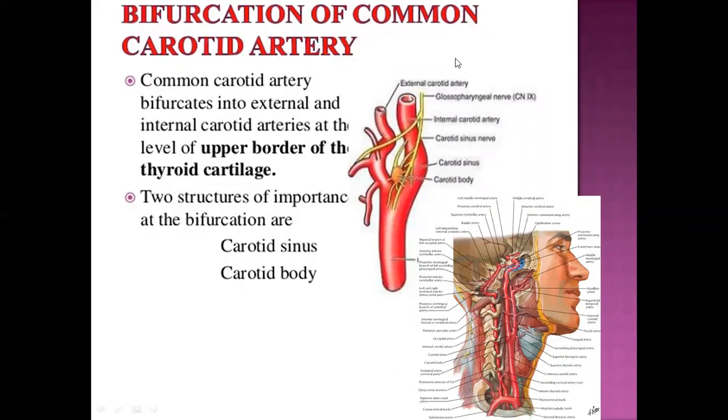So the common carotid artery bifurcates into the external carotid and internal carotid arteries. This is the common carotid, divided into the external carotid and the internal carotid arteries at the upper border of the thyroid cartilage. The two structures of importance at the bifurcation are the carotid sinus and the carotid body.